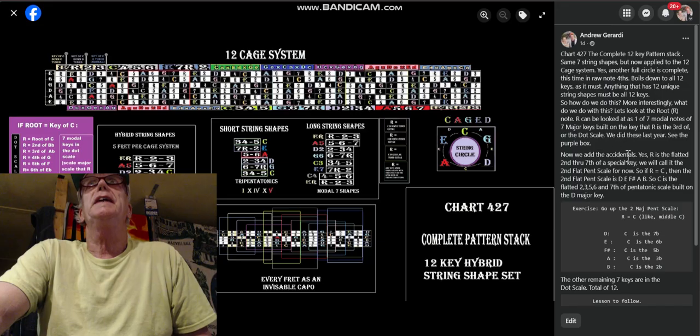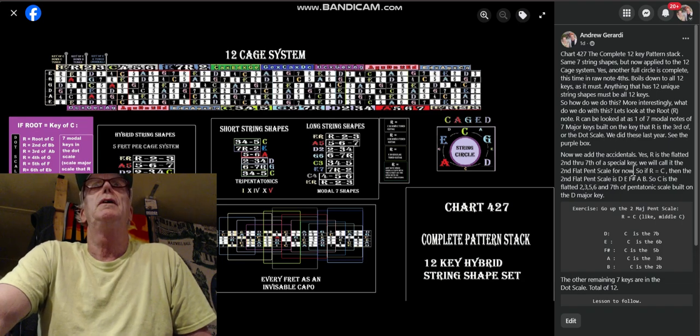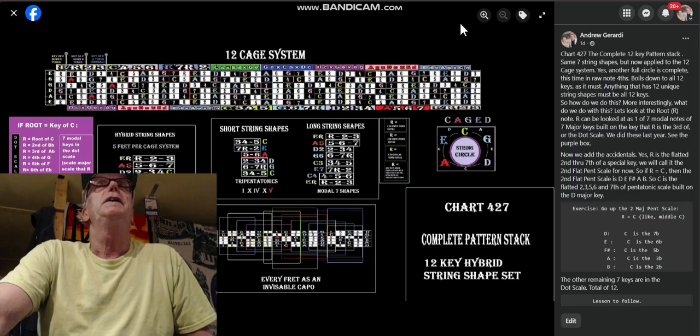Now we add the accidentals. Yes, R is the flatted second through seventh of a special key. We will call it the second flat pent scale for now. So if R equals C, then the second flat pent scale is D, E, F sharp, A, B. So C is the flatted second, third, 5, 6, and 7th of a pentatonic scale built on the D major key. Okay, so, you know, it's pretty much the same thing.